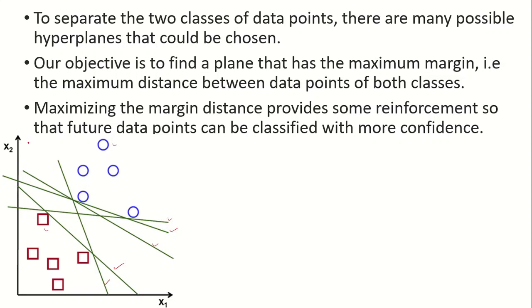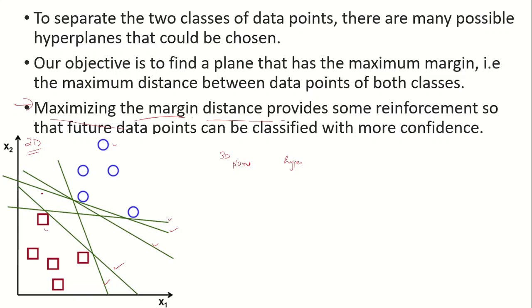In 2D, we require only a line to separate the classes. In 3D, we require a plane. In higher dimensions, we use a hyperplane to separate the categories. Now we are talking about only 2D. We have two categories, one circles and the other squares, and we have many options for a line to separate these two data sets. We have to concentrate on maximizing the margin distance.